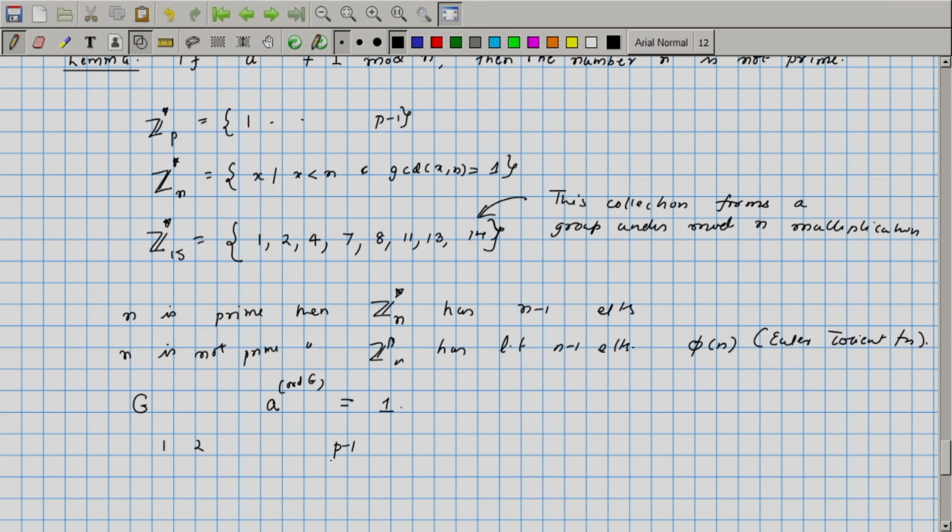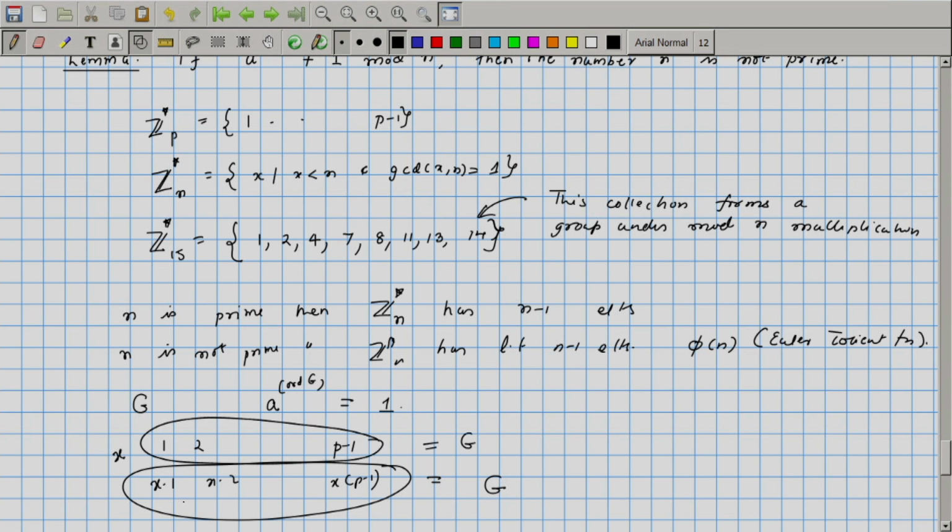Okay. Now, when you multiply this with an arbitrary element, let us say x, you will get x times 1, x times 2, up to x times p minus 1. Now, this collection as a set is going to be exactly equal to G. This is anyway equal to G, and this is also going to be G, because all these products are going to give you distinct elements. That is, x times y1 is equal to x times y2 implies y1 equals y2. We can apply cancellation.